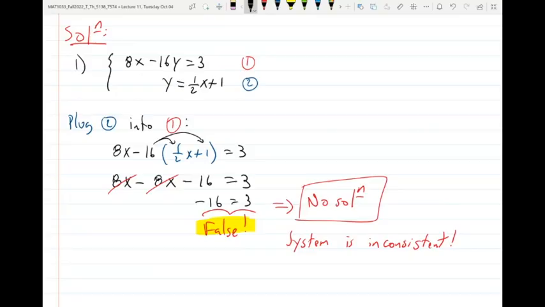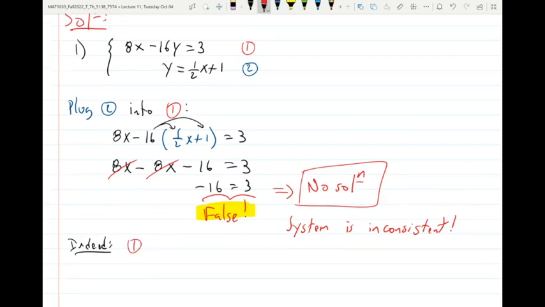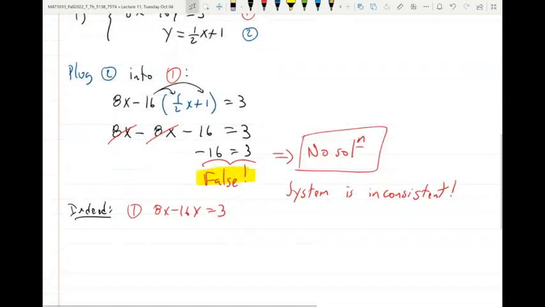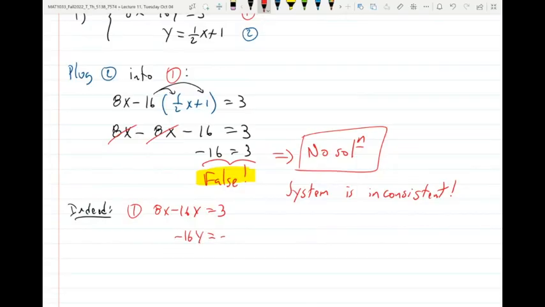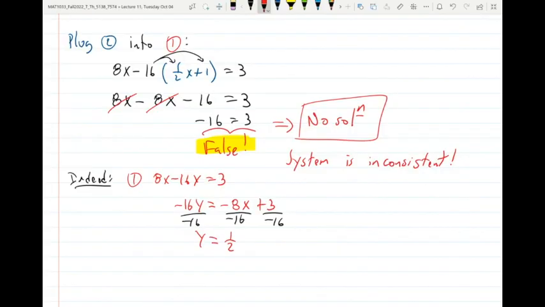Okay, and then let's look at equation number 1. Indeed, equation number 1 is ax minus 16y equals 3. Let's write it in slope-intercept form. That will be negative 16y equals negative ax plus 3. Let's divide by negative 16. So what do we get? We get y equals negative divided by negative is positive, so that's 1/2, 8 over 16, minus 3 over 16. So this is equation number 1 in slope-intercept form.